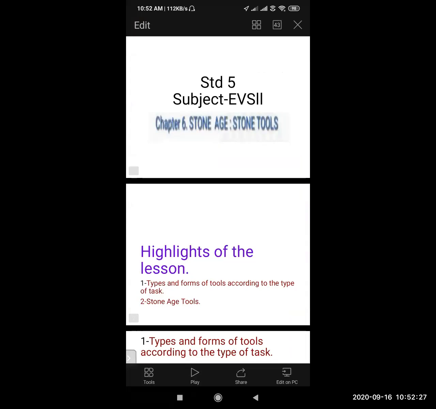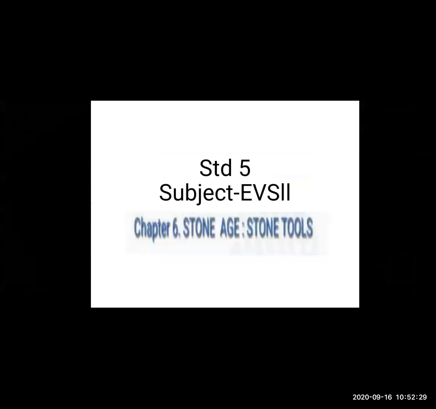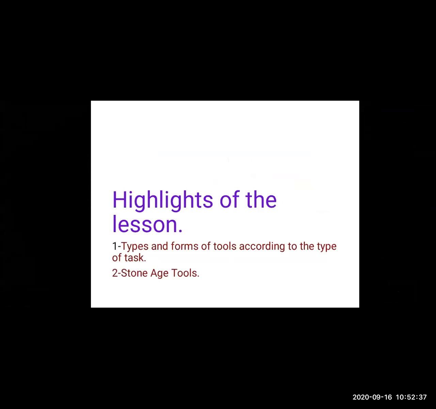Okay, so we are starting with the revision part. Subject EVS 2, chapter number 6, Stone Age and Stone Tools. The highlights of the topic are types and forms of tools according to the type of task, and the second one is Stone Age tools. These are the two important topics that we will be studying in this chapter.